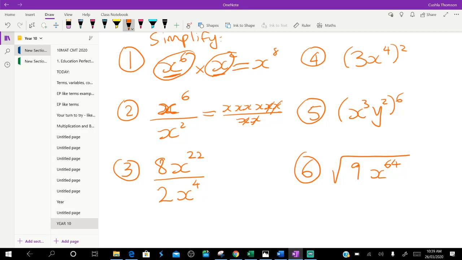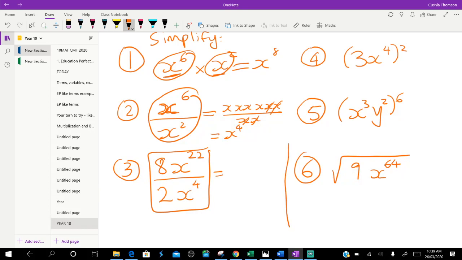Thanks for the caps. Yep, so here, what we do when we've got the same base and division is we subtract the powers. Okay, when we get to one like this, our brains want to get a little bit confused, but it's pretty easy, right? We say, what's 8 divided by 2? Well, 8 divided by 2 is just 4. And then here, I've got x to the power of 22 over x to the power of 4. These are the same base, so I subtract the powers. So that one's 4x to the power of 18.